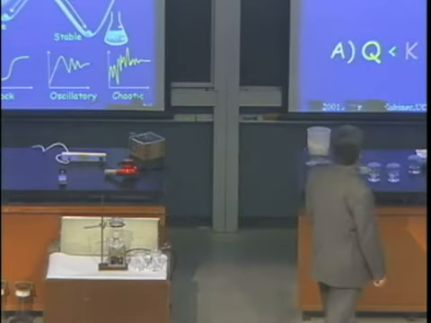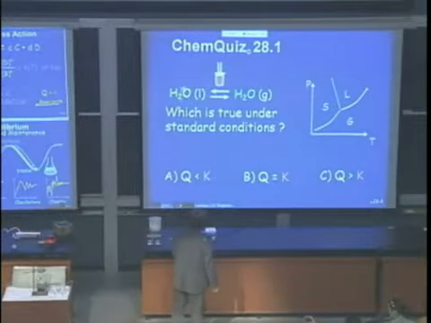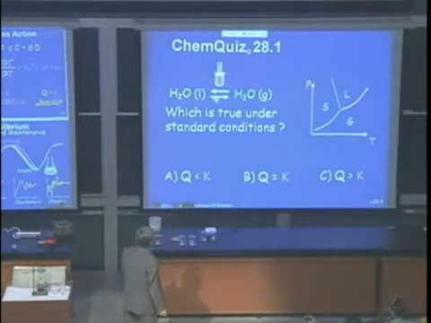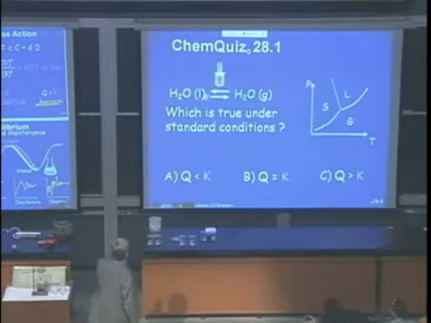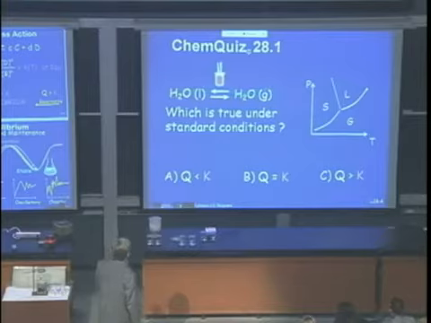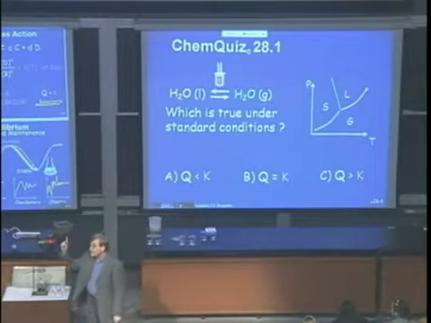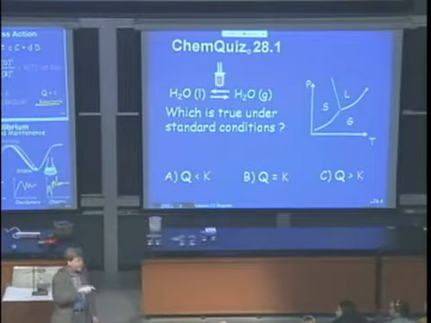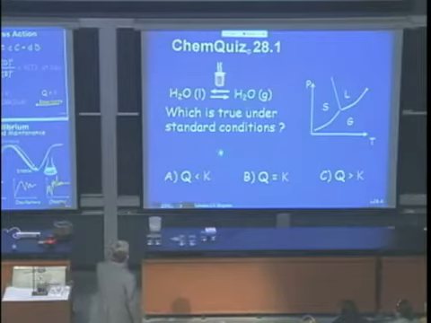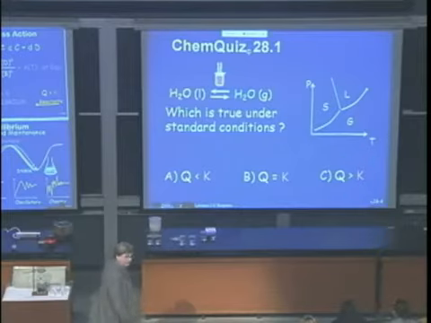So let's see if you understand. We have water obviously boiling here. It goes from liquid to gas, so there's obviously a vapor pressure on top of it, which is true under standard condition. Remember standard condition? I defined this for you. Is Q smaller than K? Is Q equal to K? Or is Q larger than K? Why don't you think about this and give me your answer, please.